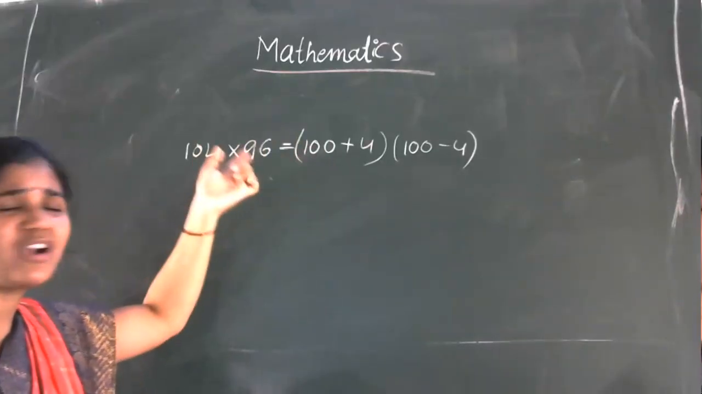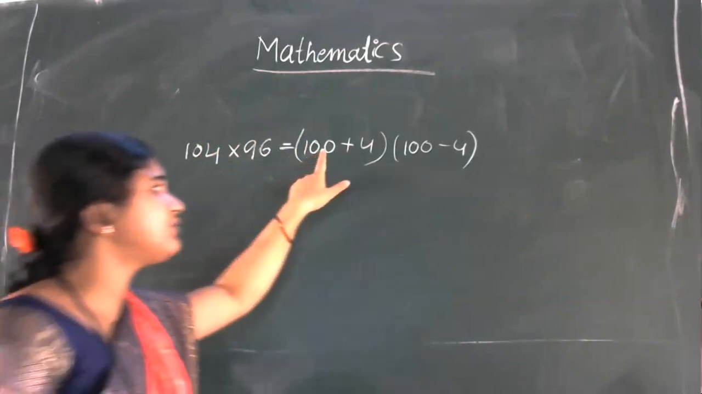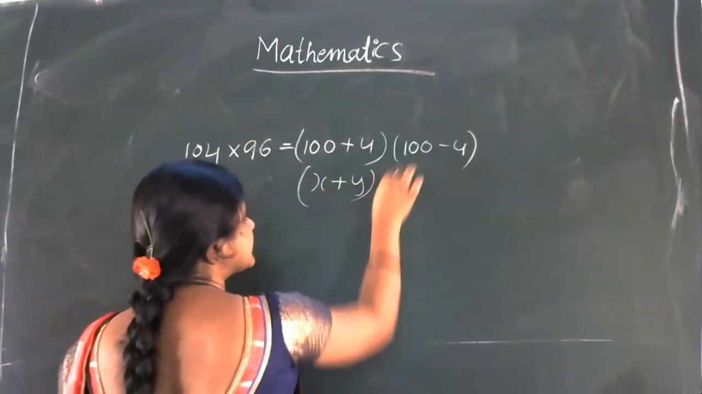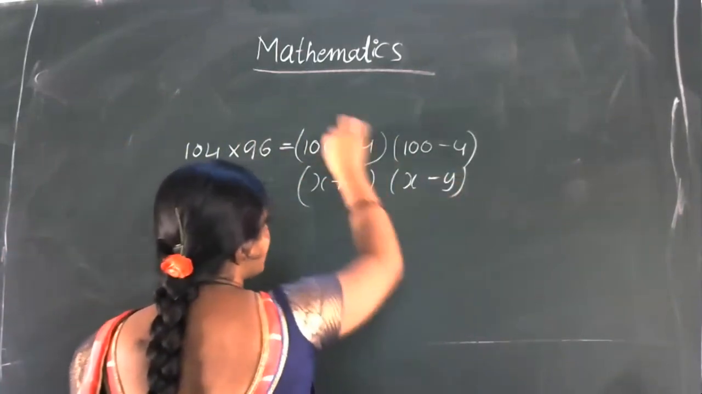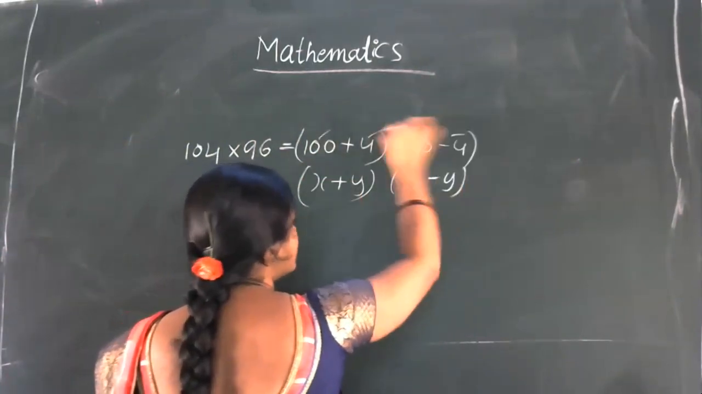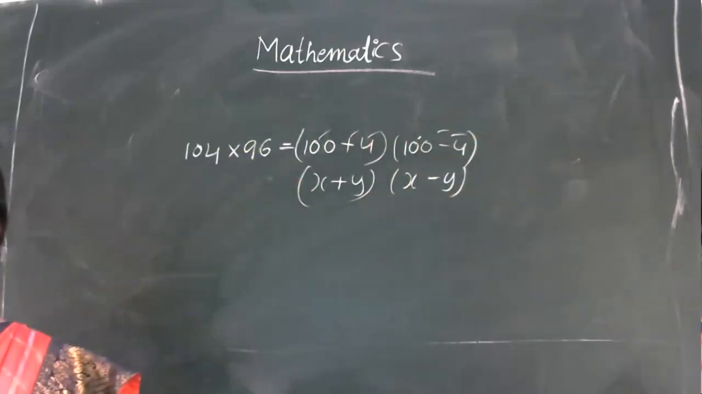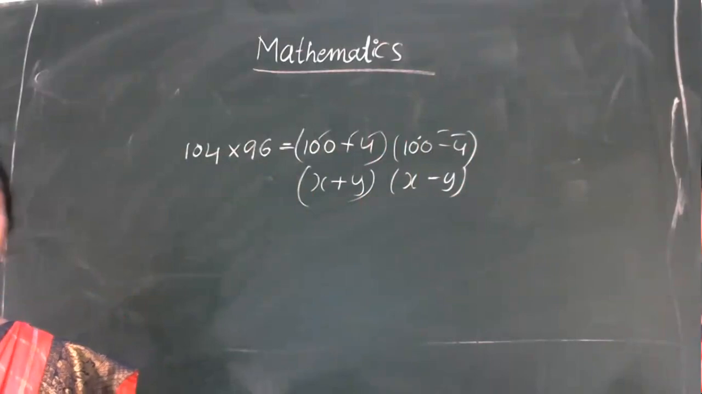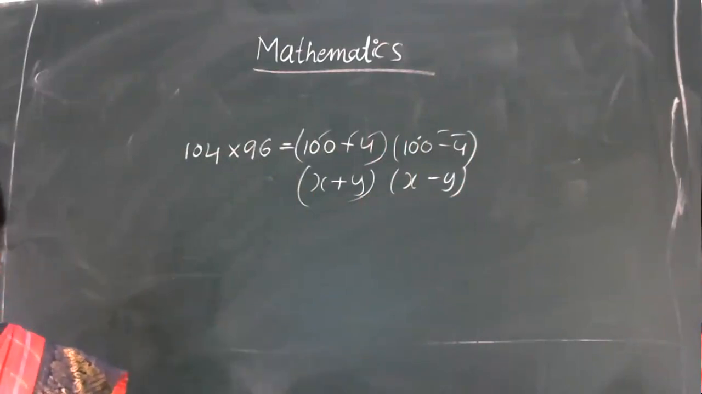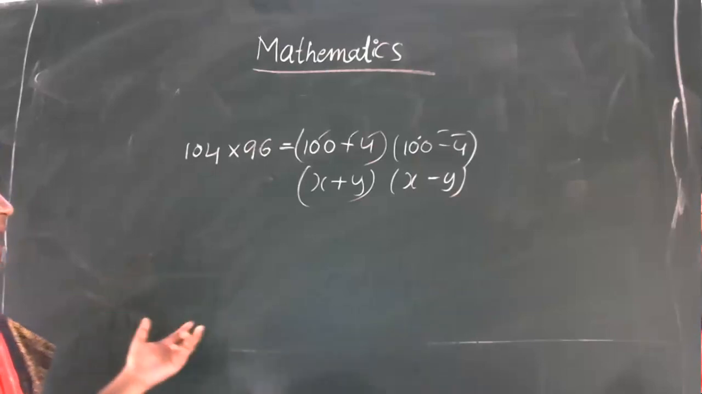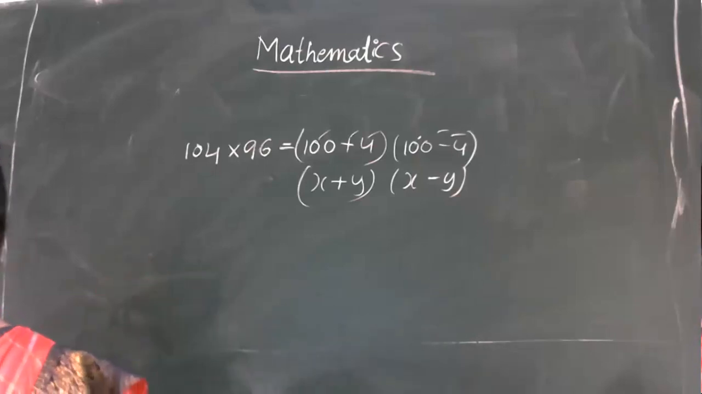So it is very clear. 100 plus 4 into 100 minus 4 is in the form of x plus y into x minus y, because 100 is the same, 4 is the same, only with the opposite sign. So this is the third identity. Now we have to use the third identity, x plus y into x minus y, that is x square minus y square, 100 square minus 4 square.